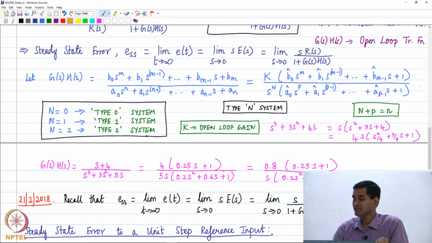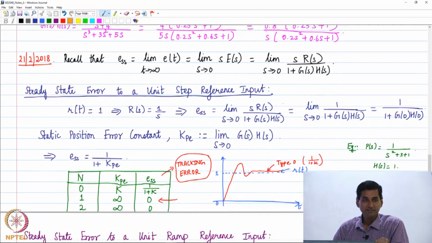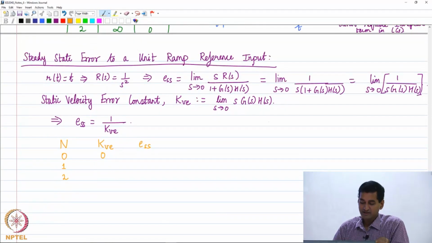You multiply by s, take the limit s tending to 0, and you get s times K, which is going to be 0, right. So that is why we got Kv as 0 for a type 0 system. So the steady state error is going to tend to infinity, right. It is going to become very, very large as we go on.